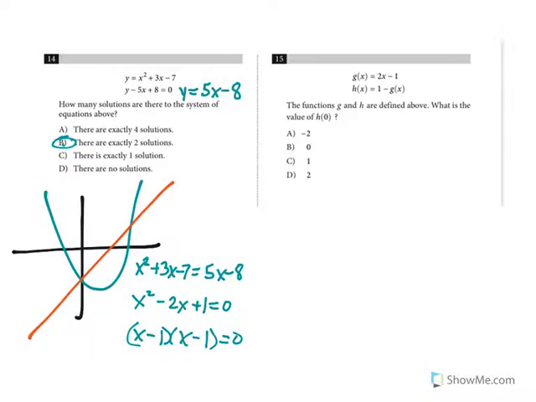The functions g and h are defined above. What is the value of h of 0? All right, so this is understanding functions, composition of functions, operations with functions. So h of x is going to equal 1 minus, and g of x is 2x minus 1. So h of x, and actually let's put that in parentheses, we need to distribute that negative 1. So that comes out to be 1 minus 2x, or negative, well, 2 minus 2x.